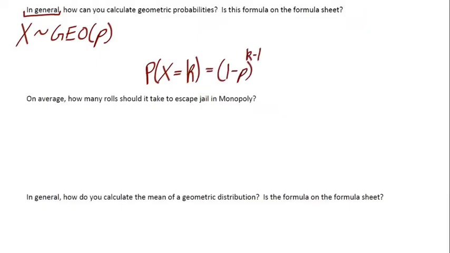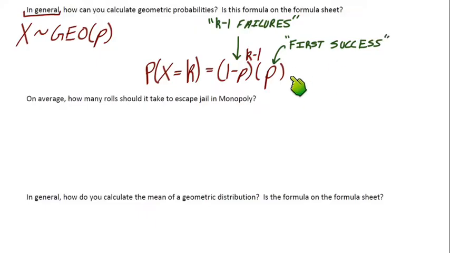All we do is take the probability of a failure, so if P is a success, 1 minus P is a failure, and we make sure that the first K minus 1 trials are failures. So for example, if this is the fourth roll I want to have a success on, that means the first 3 rolls are failures, and then the fourth roll I tack on is just a success, P. So if I want to know what's the probability my first success happens on the Kth trial, well, that means I have K minus 1 failures to start out with, and then my last one is that first success.